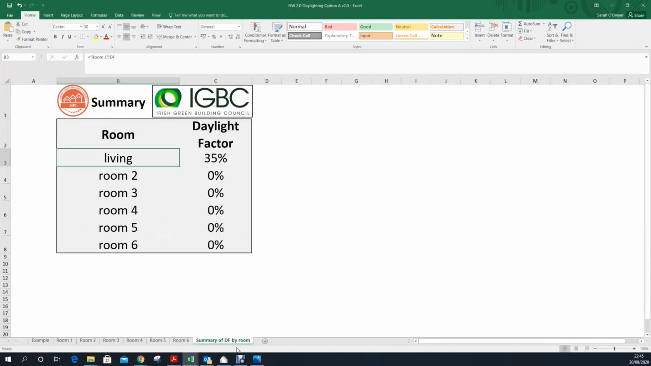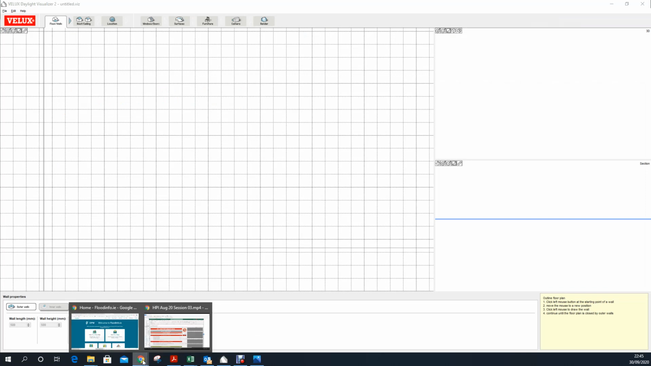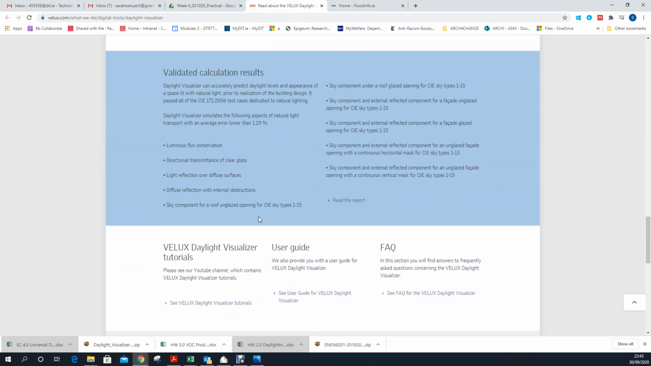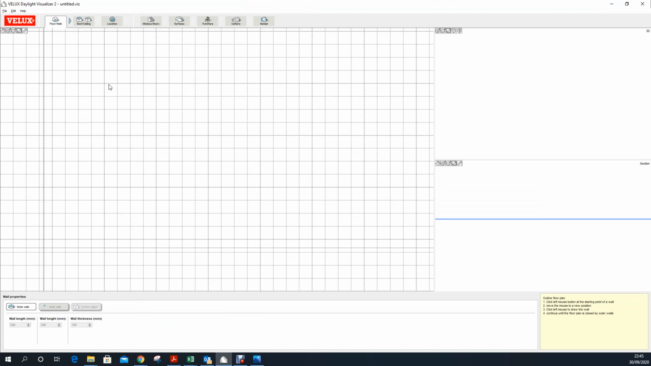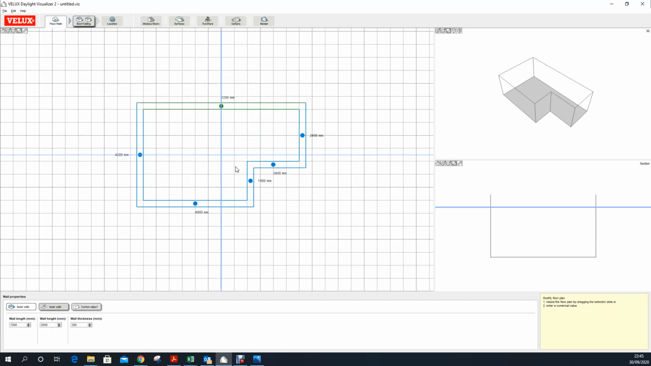If you're not aware of this, the link is given in the manual anyway as an acceptable method, and it is quite nifty if you haven't used it before. There's the download here on the VLUX website. So what you do is draw your room. It can do quite, well, I was about to say complicated. It can't do curves, but you could approximate those.